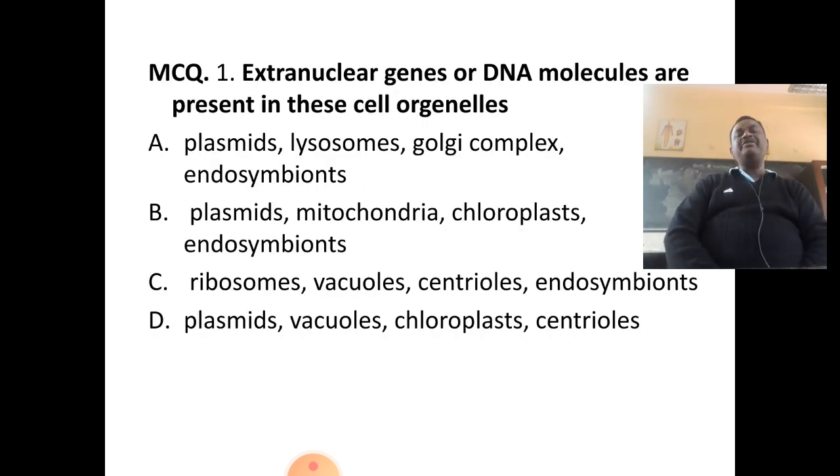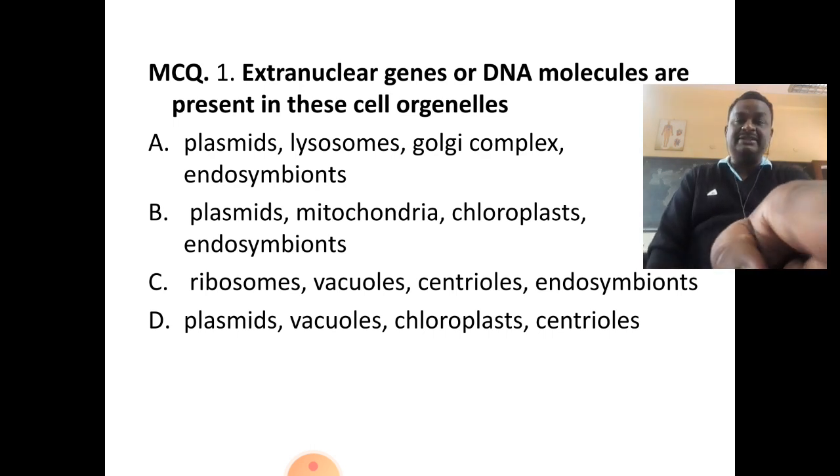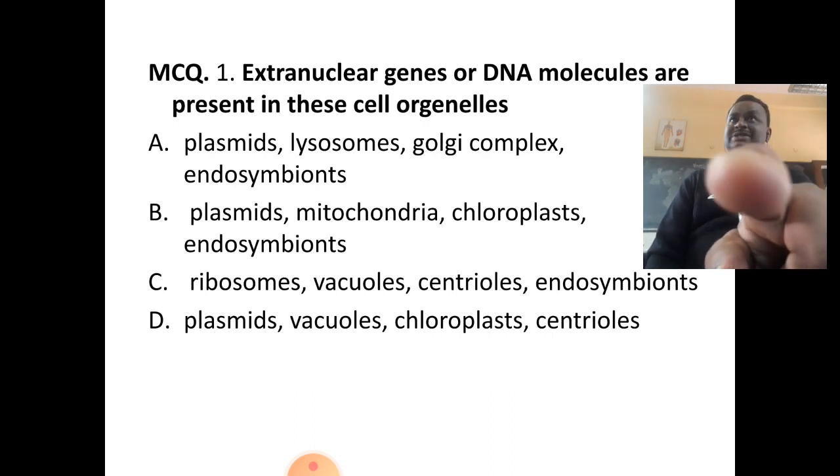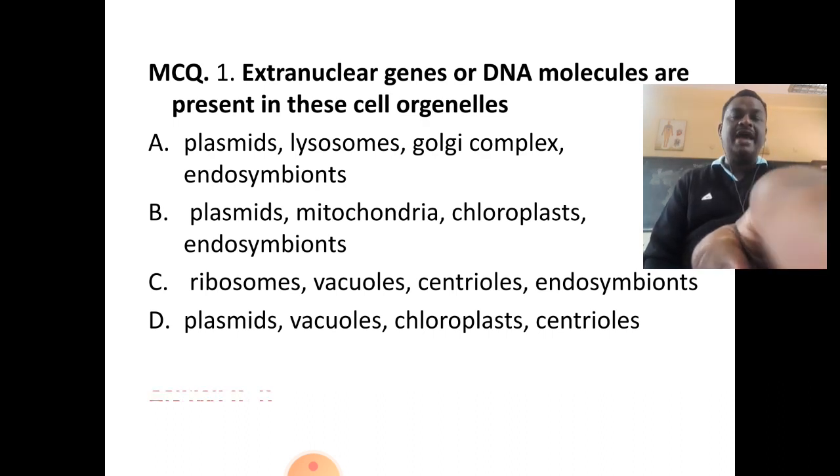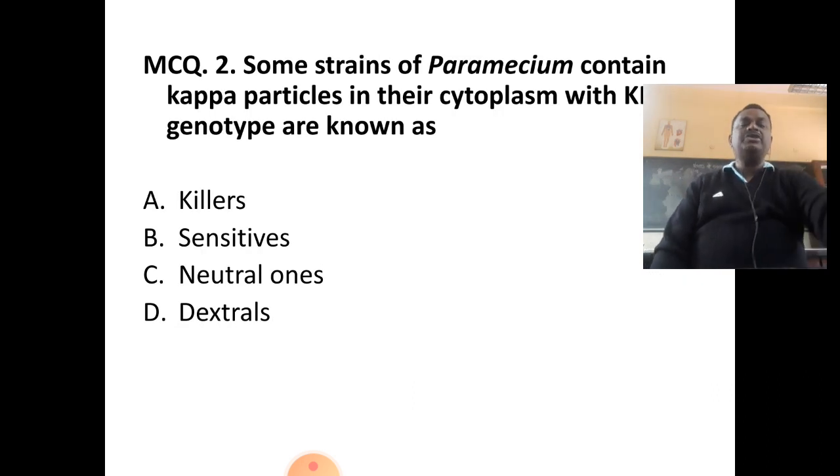Well, students, after understanding the concept of maternal effect and cytoplasmic inheritance in paramecium, now let us answer the MCQs to know how well we have understood the concept. Question 1. Extra-nuclear genes or DNA molecules are present in cell organelles. Name the cell organelles in which these extra-nuclear genes are present. It is plasmids, mitochondria, chloroplast, and endosymbionts such as Kappa particles, what we have seen. So, the answer is B.